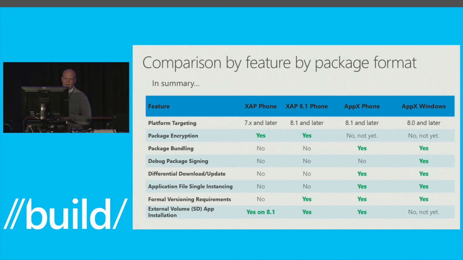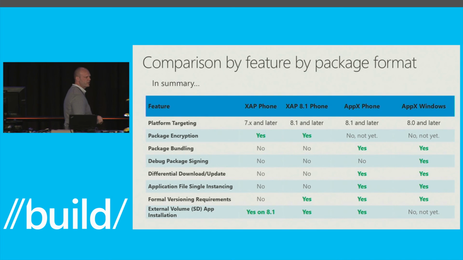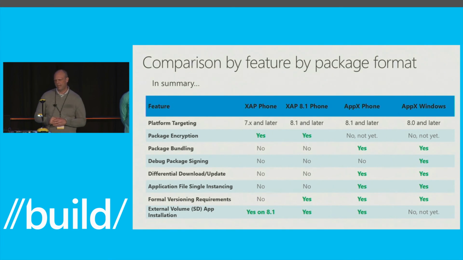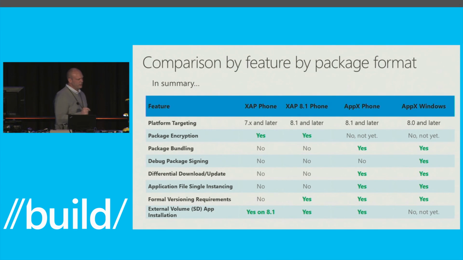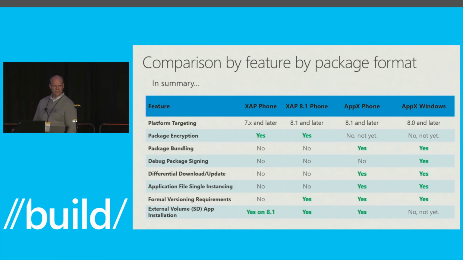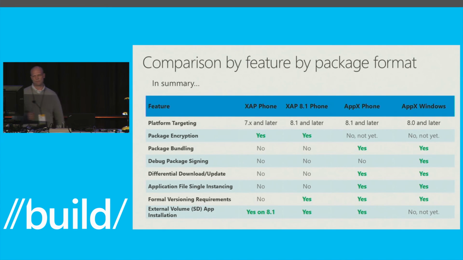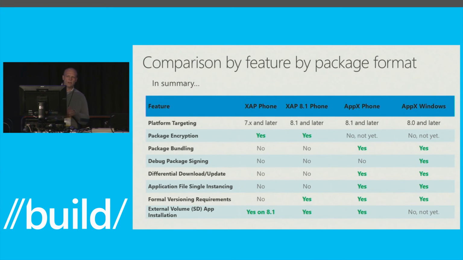I have on here debug package signing. While it might not be a big deal, there is a distinction between how this behaves for phone and how it behaves for Windows Client. When you're debugging and you're sideloading applications for phone, there is no additional signing. There is no self-signed cert that's associated with that app. It's essentially unsigned. And the reason why it's like that is the device already has an unlock mechanism for you to deploy apps to.